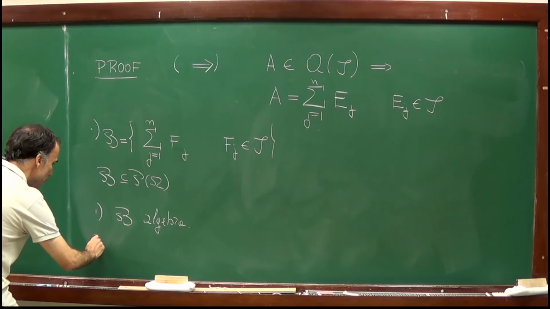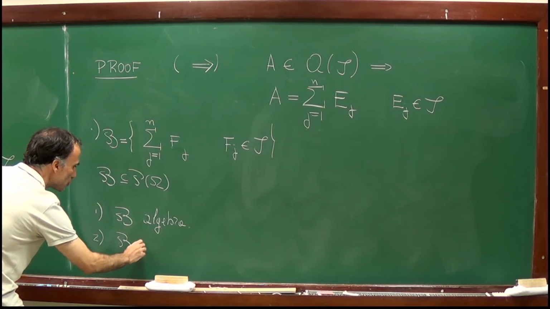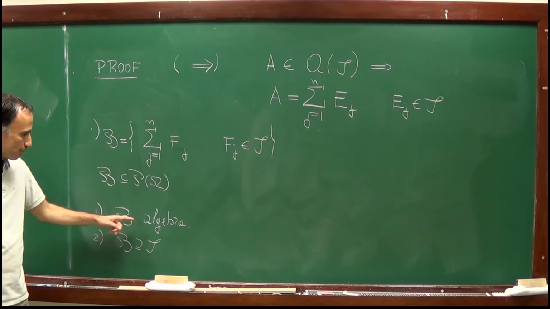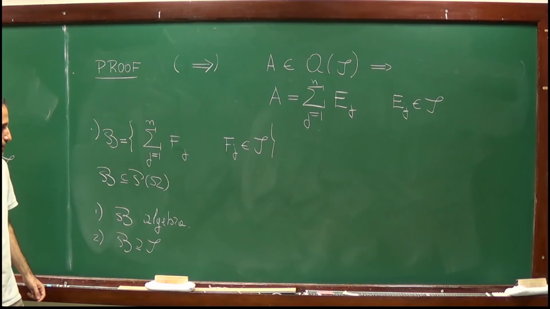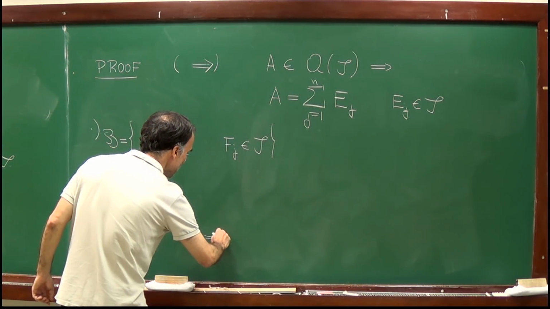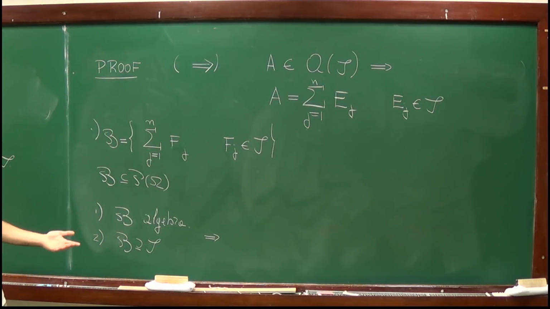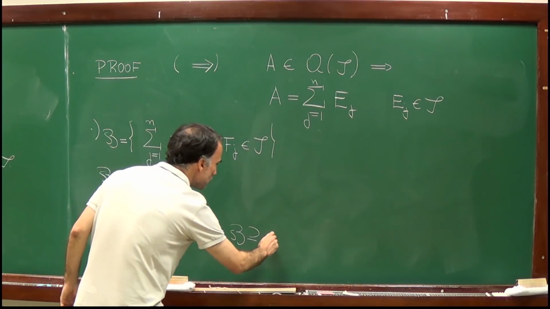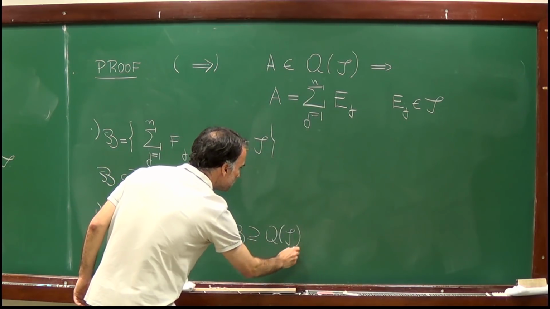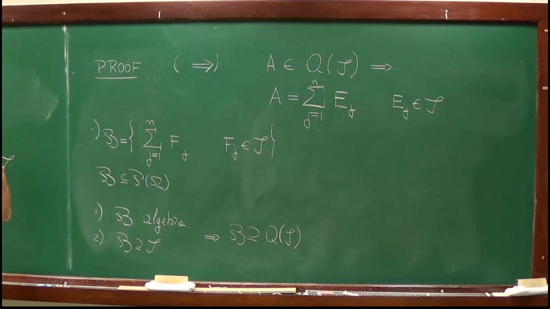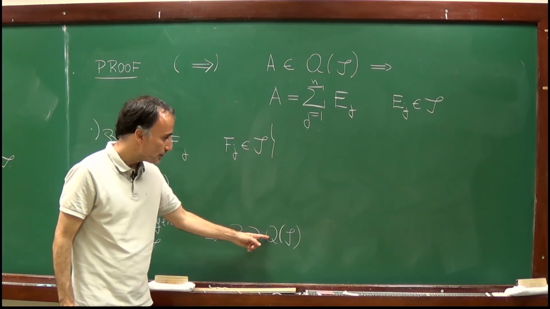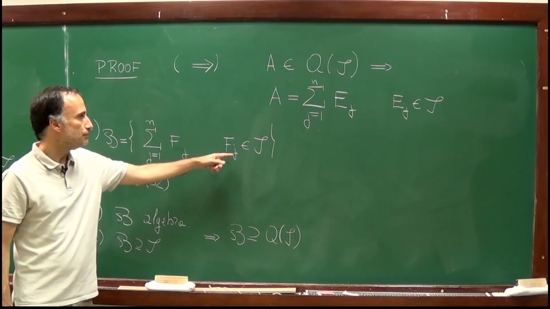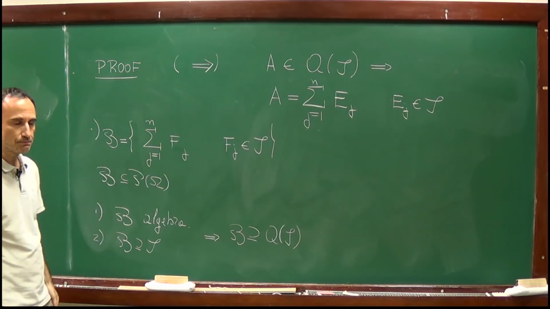And then I will prove that B contains the semi-algebra. And if B is an algebra and B contains the semi-algebra, by definition of the algebra generated by the semi-algebra, I will conclude that B contains also A of S, the algebra generated by S. This means that any element of the algebra generated by S belongs to B and therefore can be written in such a way, which is the claim.